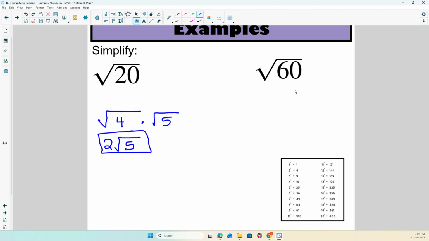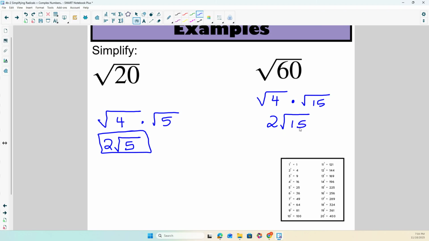Same thing here, you want to simplify the square root of 60. You look at all the perfect squares that are less than 60, and you want to think of the biggest one that can divide evenly into 60. So the biggest perfect square that can divide evenly into 60 is 4. So I can rewrite the square root of 60 as the square root of 4 times the square root of 15. The square root of 4 is 2. 15 is not a perfect square, and so you keep that under the radical sign.